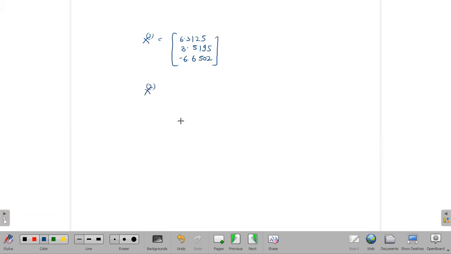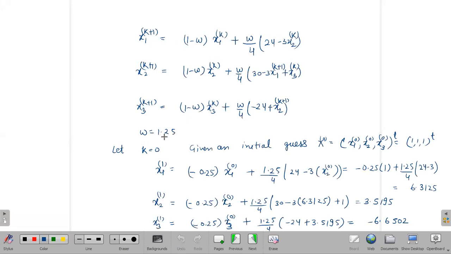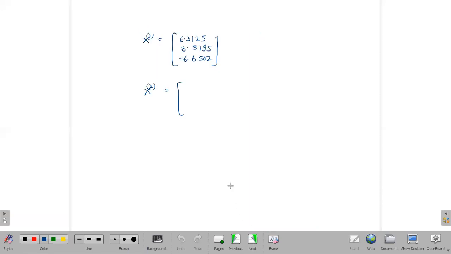So again, you apply the procedure, you will get x2. So I can write it directly. x2 by using the SOR again, by taking k equal to 1, omega will be same. And then you will use the new iteration, the previous iteration, sorry. So then you will get the second iteration as 2.6223 and 3.9585 minus 4.6004.